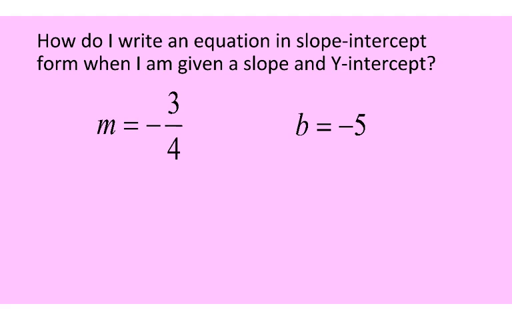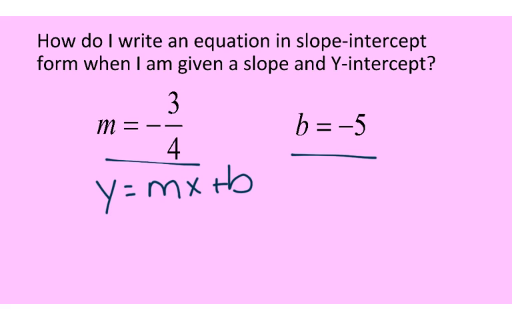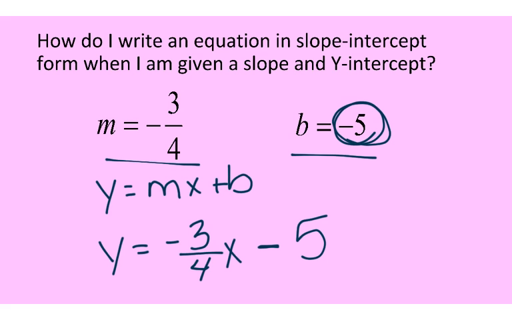So let's first do something really quickly. How do I write an equation in slope-intercept form when I'm given a slope and a y-intercept? If I know the slope and the y-intercept, that's pretty easy. y equals mx plus b is the slope-intercept form, so I'm just going to substitute the things I know. y equals negative 3/4 x, because that's the m, minus 5, because the y-intercept is negative 5. If you wrote y equals negative 3/4 x plus negative 5, that would also work. Those are the same thing.